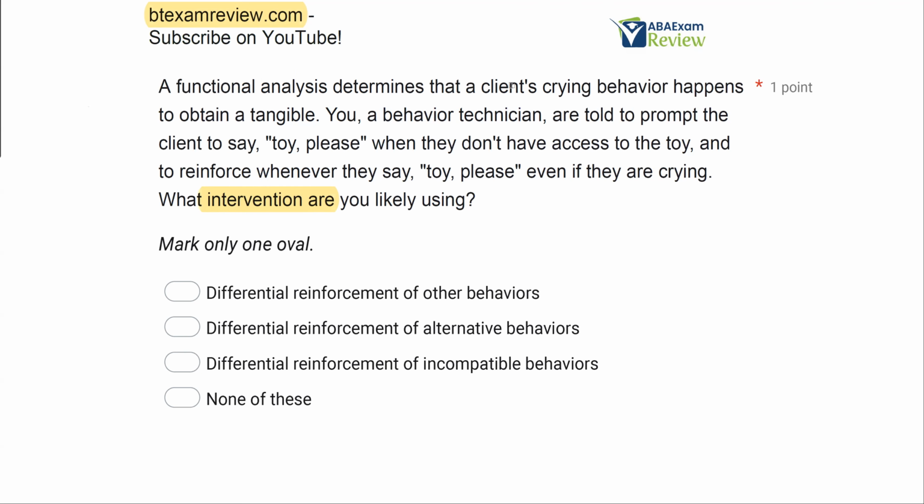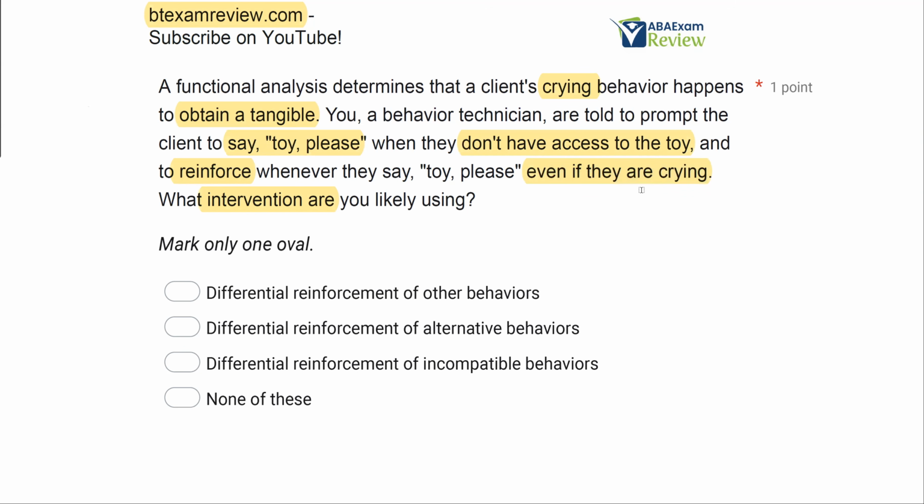A functional analysis determined. Remember, a functional analysis is when we manipulate antecedents and consequences to figure out a function, and we determined the function was obtain a tangible, meaning the behavior occurs in order to gain access to an item. Now, you, the technician, are told to prompt the client to say toy please when they don't have access to the toy. Now, why would you do that? Well, the idea is instead of crying, the client can say toy please. Or even if they're crying, they can still communicate by saying toy please. So you're going to teach them to say toy please when they don't have access to the toy. And you're supposed to reinforce whenever they say toy please, even if they are crying.